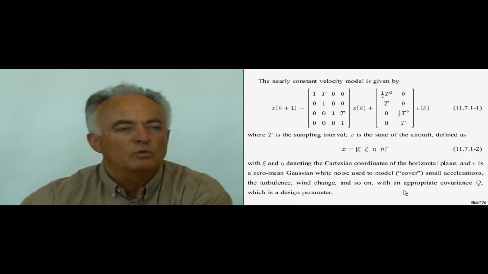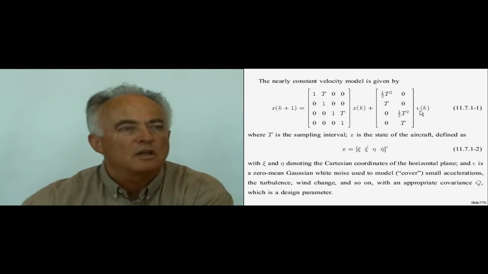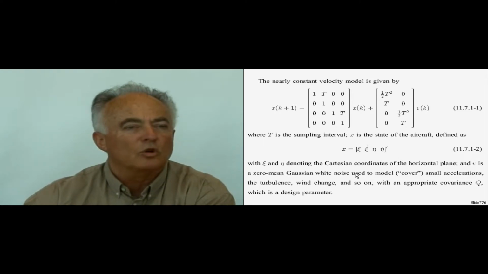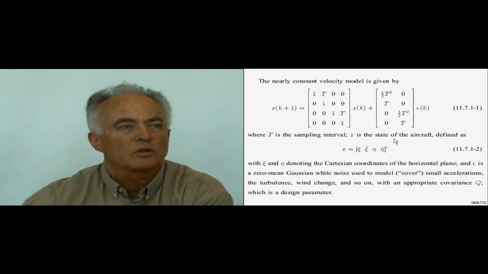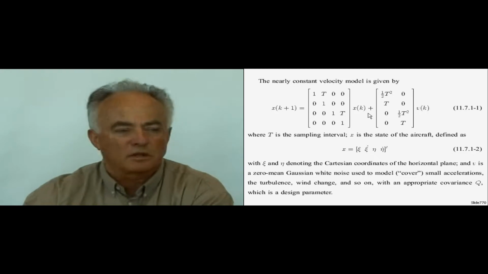And what we have to do is choose the covariance Q of this process noise, and it will be chosen diagonal. So we have really, in this case, full decoupling between the psi and eta coordinates. And the noise will cover small accelerations, in that case typically minor perturbations in the trajectory, turbulence, and things like that.